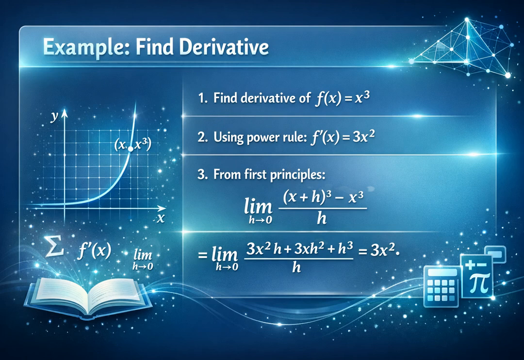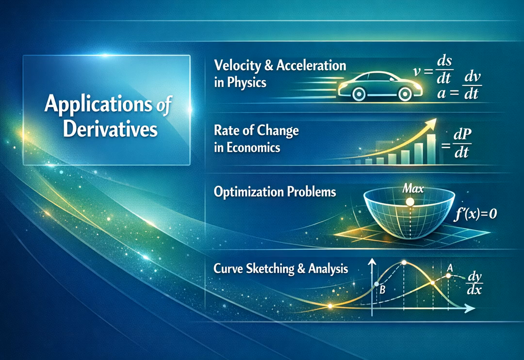Find the derivative of f of x equals x cubed. Using the power rule, f prime of x equals 3x squared. From first principles, limit as h approaches 0 of x plus h cubed minus x cubed, all over h. Expanding and simplifying gives the limit of 3x squared plus 3xh plus h squared, which equals 3x squared as h approaches 0.